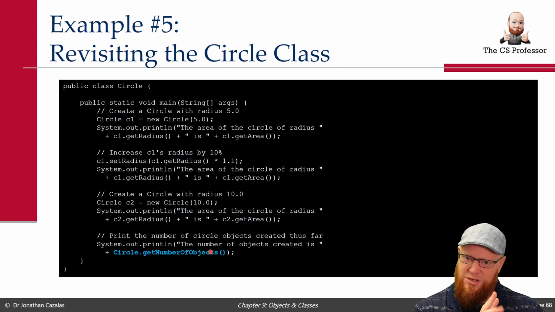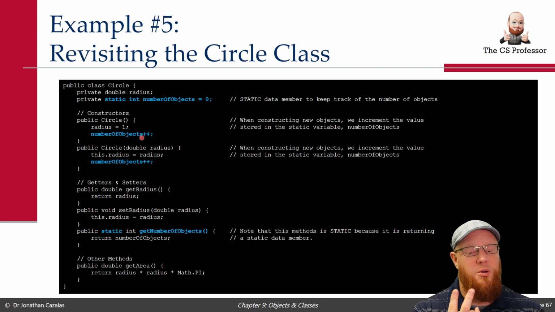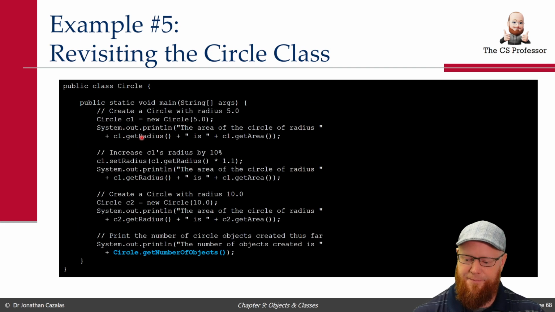So the answer is going to be 2. It's going to print 2, right? Because every time we called new circle, right here and right here, we incremented number of objects. So now that variable number of objects has 2 inside. So here, when we print the number of objects created is, we will actually print the number 2.